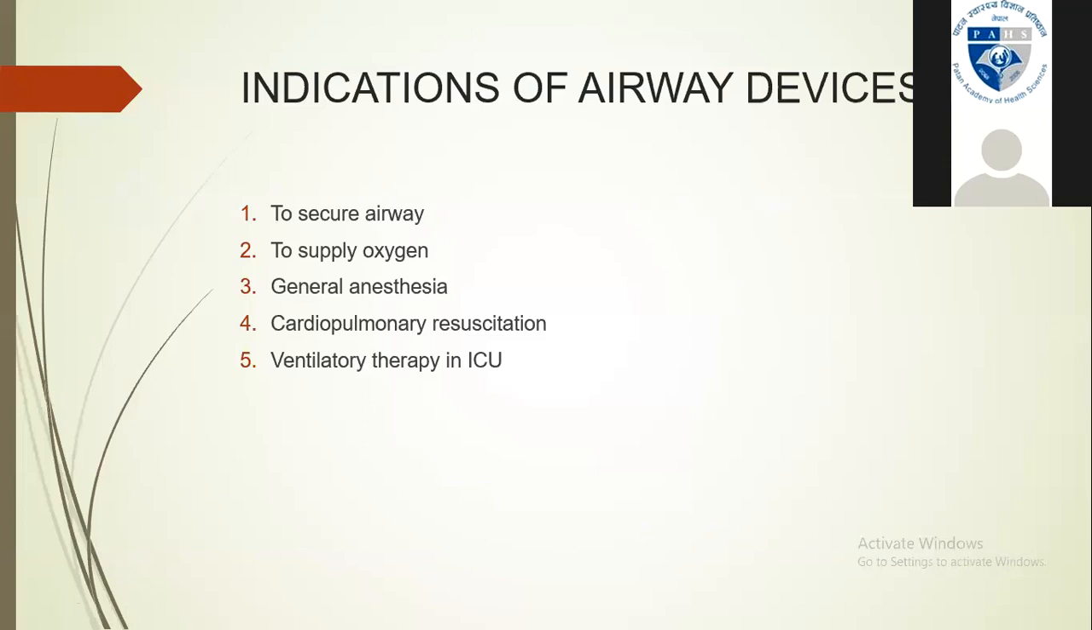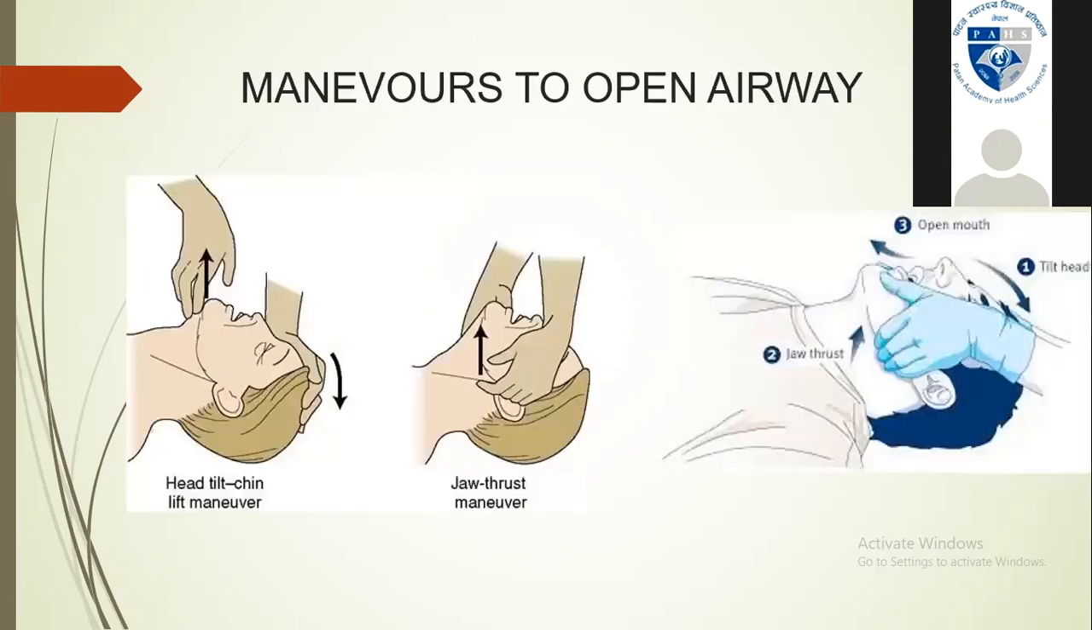And now, indications of airway devices. So why do we need to put airway devices? The first and foremost is to secure the airway in any patient. Second, to supply oxygen. Third, for general anesthesia. Fourth is for resuscitation during cardiopulmonary resuscitation. And fifth, in ICU setting, if we have to ventilate the patient, we will require airway devices.